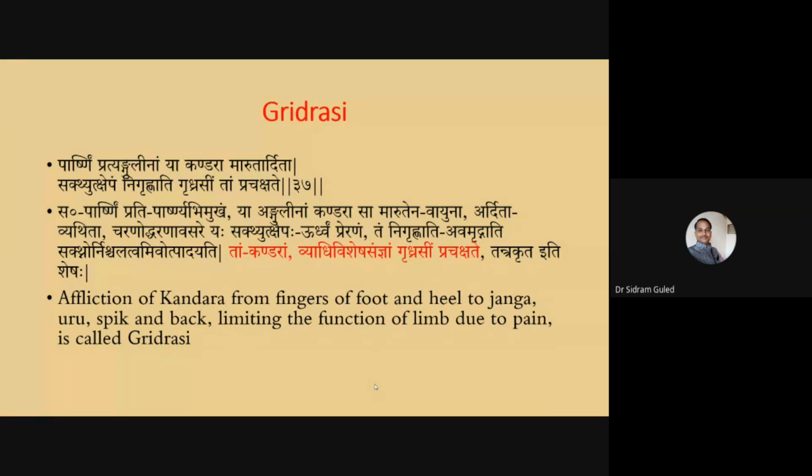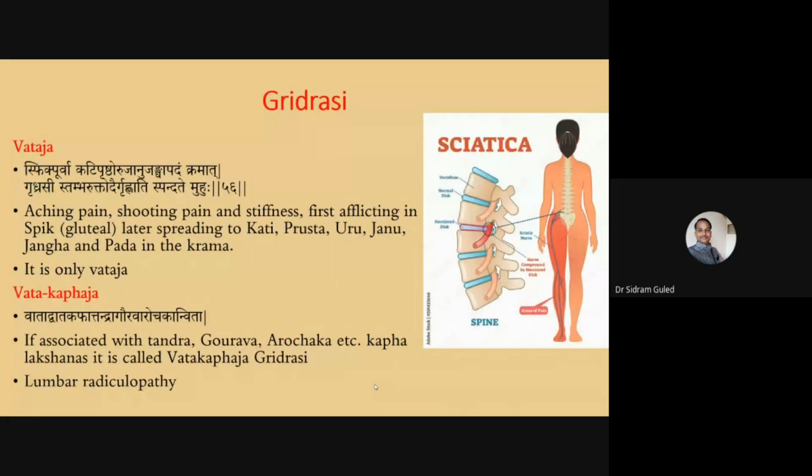So the affliction of Kandara from the fingers of the foot and heel to Janga, Uru, Prishta and back, limiting the functions of the limb due to the pain, is called Gridhrasi. Further, it is mentioned that there are two varieties of Gridhrasi: one is Shuddha Vataja, another is Vata Kaphaja. In Shuddha Vataja, there will be Stambha in the form of restriction of movement, inability to move, and then Ruk, Toda, Grahana and Spandana, types of shulas that are observed. Aching pain, shooting pain, and restriction of movement. First afflicting the sphik, later spreading to Katiprishta, Uru, Janu, Janga, and up to Pada in a row.